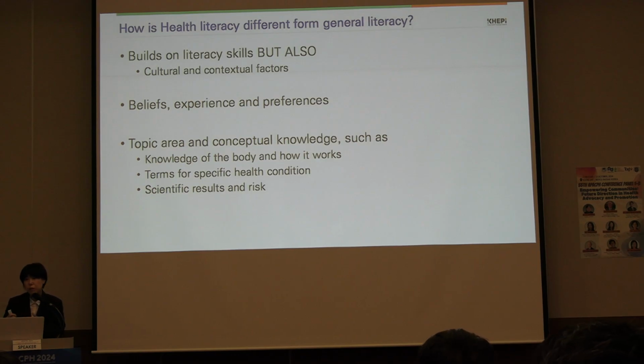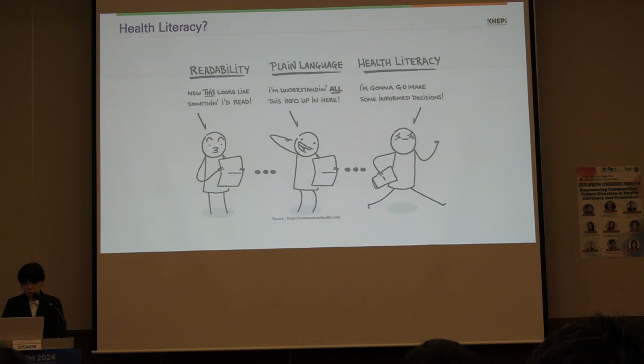How is health literacy different from general literacy? Health literacy builds on literacy skills but also on cultural and contextual factors, so it involves belief, experience, and preference. That includes topic area and conceptual knowledge, such as knowledge of the body and how it works, or knowledge of specific health conditions and disease. You can see the illustration: readability, plain language, health literacy. Readability is the ability to access the information, plain language is about being able to understand information, but health literacy is empowering individuals to make decisions. So that is health literacy.